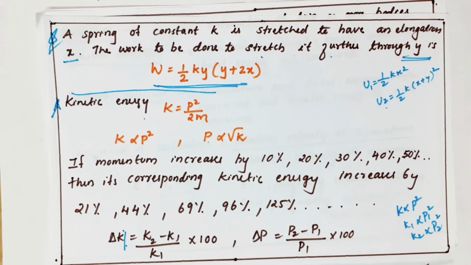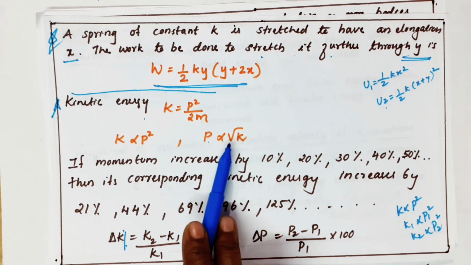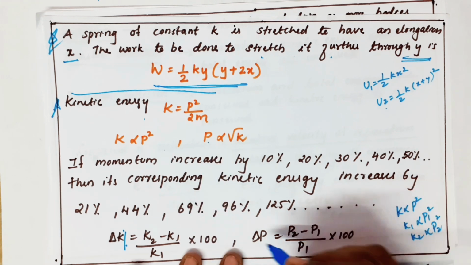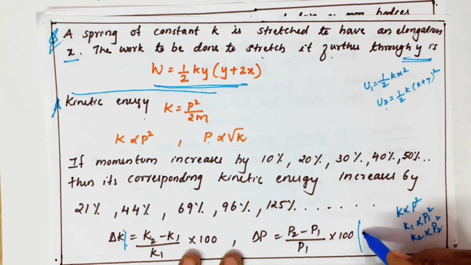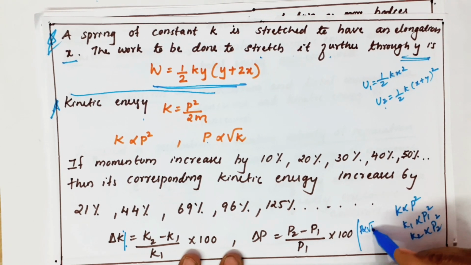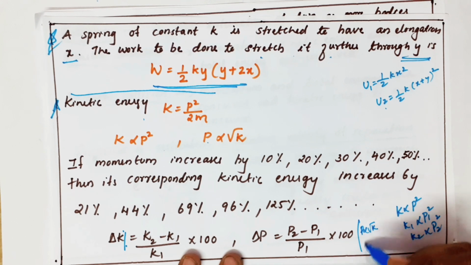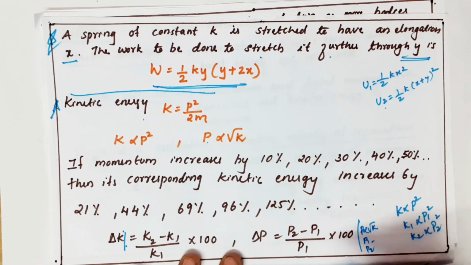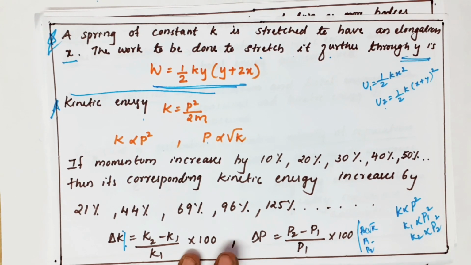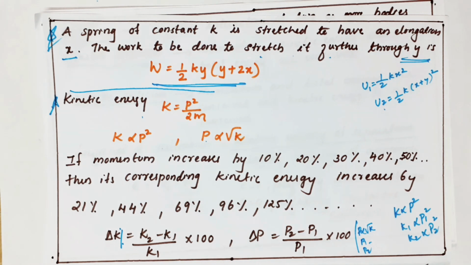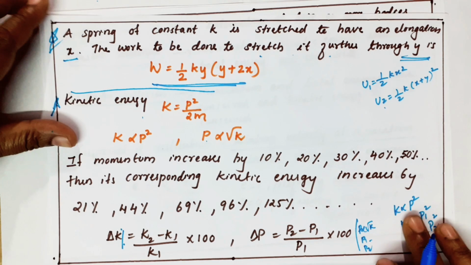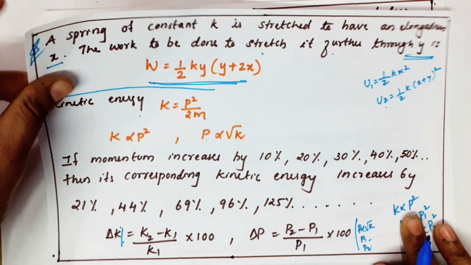Or use the formula delta k is k2 minus k1 by k1 into 100. Or the reverse, they can also ask delta p, so p2 minus p1 by p1 into 100. At that time, what will be the momentum relation? If you are using the momentum relation, p is directly proportional to root over k. So find out p1, p2, then substitute in this formula. Clear? So this question is also important, the relation between kinetic energy and momentum.